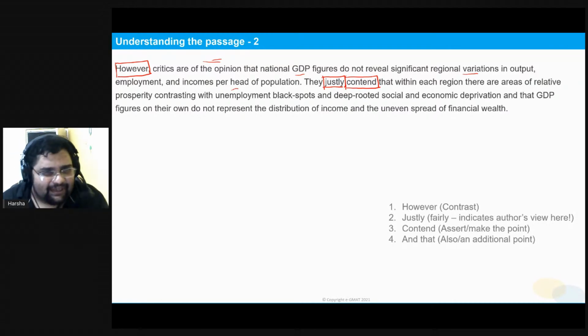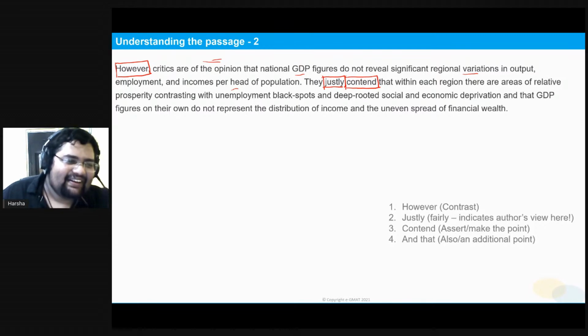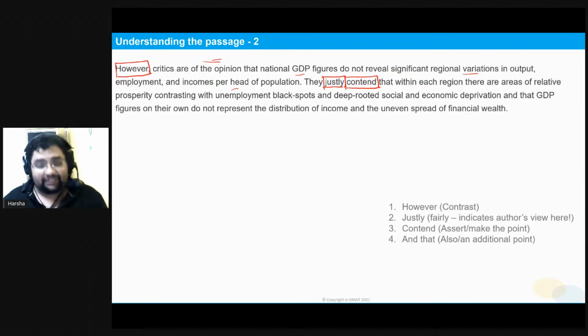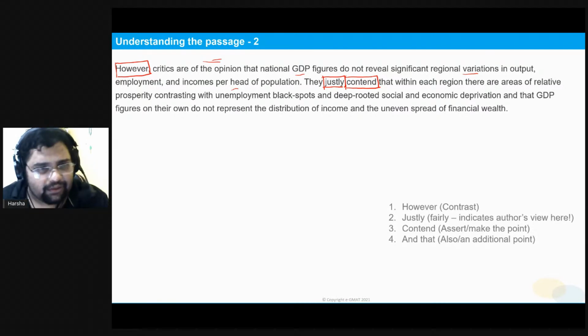"Justly" tells me that this is not just the critic's criticism. This is the author's opinion. It's also coming through. The author agrees with this. The author says that this criticism is fair. Or in other words, when the author is writing this passage, he is also criticizing GDP. How is he doing that? By presenting an analysis he agrees with, which he's making sure that you agree with.